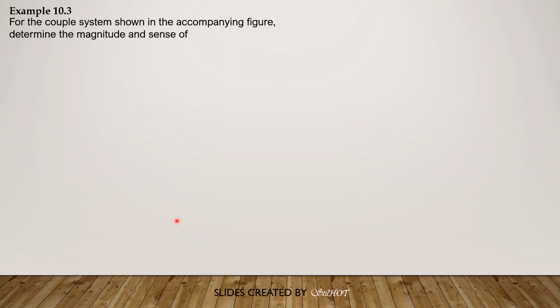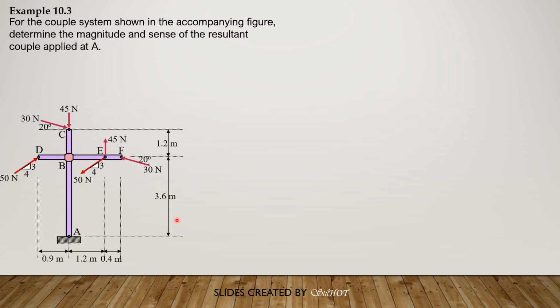Then for our last example, 10.3: for the couple system shown in the accompanying figure, determine the magnitude and sense of the resultant couple applied at A. This is a two-dimensional system, and we have the slopes. This problem is best solved by resolving each force into a couple rather than applying force times perpendicular distance. So let's apply Varignon's theorem here, or let's first resolve the forces into couples.